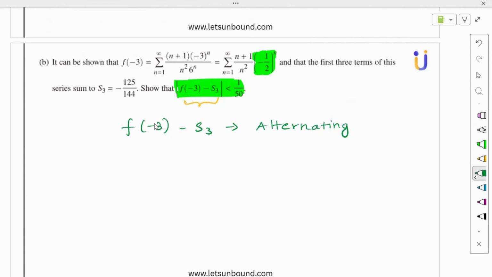Something will strike our mind here. So what is that? This relation: the absolute value of R3 will be less than the magnitude of the next term.